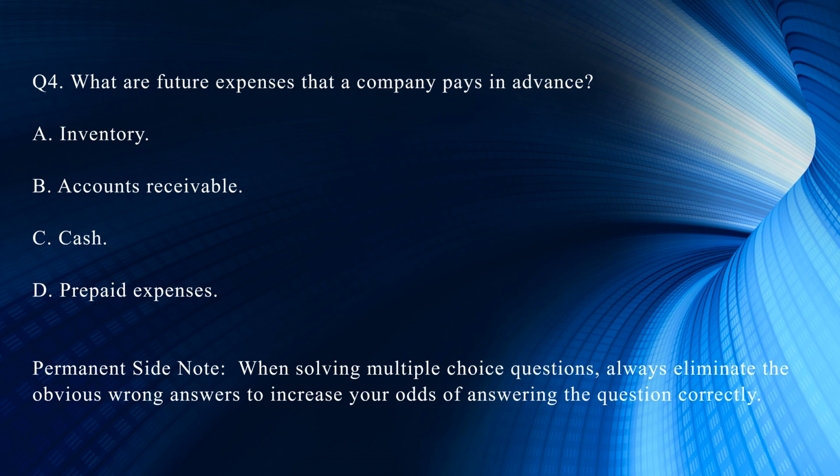Question 4. What are the future expenses that a company pays in advance? A, inventory. B, accounts receivable. C, cash. D, prepaid expenses.